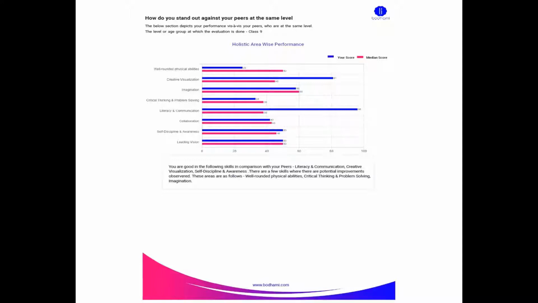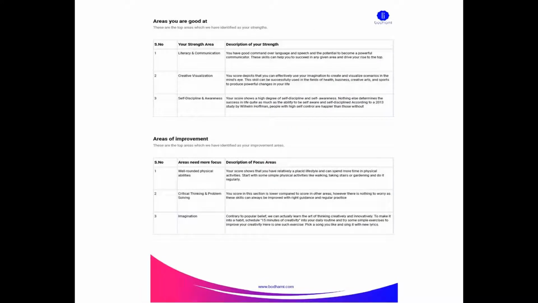The blue line shows the student's score, and the red line is the median score for the given areas, for example creative visualization. This page and the next page also show the three strongest and weakest areas for the student. This can help us in understanding the student's overall profile and strong and weak areas.